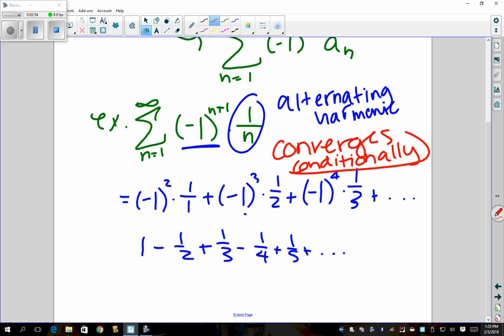This is one of the biggest differences we see with absolute versus conditional convergence. The sum of 1 over n by itself does not converge, it diverges. But when we add that alternating power that makes it positive and negative, this actually converges conditionally. We're going to see why this works, using what's called the alternating series test.